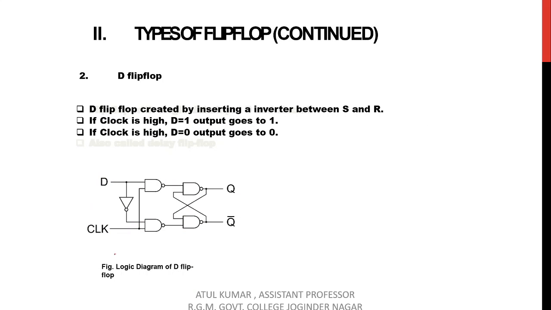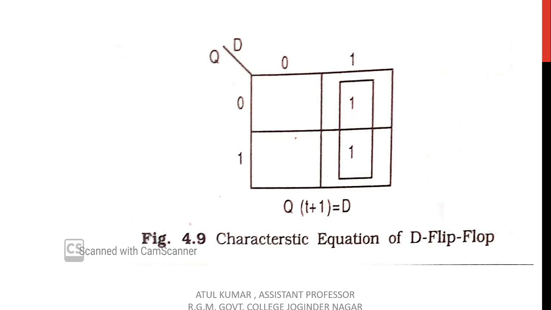This is the logic diagram for the D flip-flop. The D flip-flop is created by inserting an inverter, a NOT gate, between S and R of the SR flip-flop, and the input becomes D. This kind of flip-flop is called a D flip-flop. If the clock pulse is high and D is equal to 1, then the output also becomes 1, and if the clock is high and D is equal to 0, then the output goes to 0.